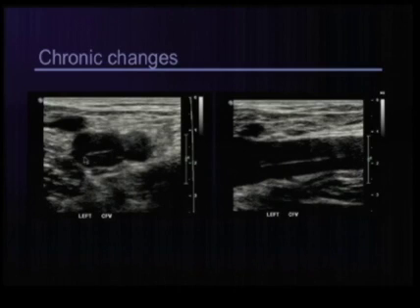Here's an example of webbing or synechiae. They may present as fine linear structures within the lumen of the vein. The difference between this and a valve is that synechiae may traverse the entire lumen of the vein or may extend for longer distances than a typical valve.